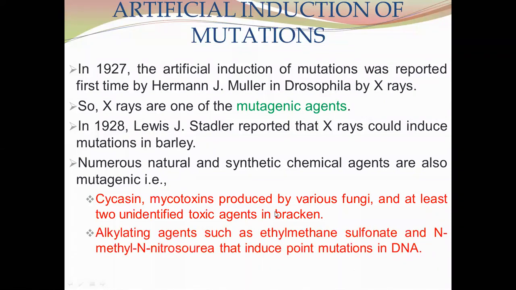Some chemical agents are also mutagenic. These mutagenic chemical agents include alkylating agents such as ethyl methane sulfonate. One of the chemical mutagenic agents is ethyl methane sulfonate, and another is N-methyl-N-nitrosourea. These two chemical mutagenic agents, ethyl methane sulfonate and N-methyl-N-nitrosourea, can induce point mutations in DNA.